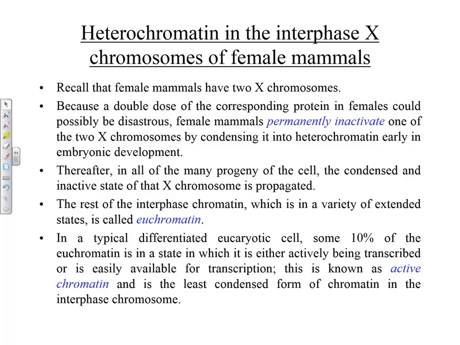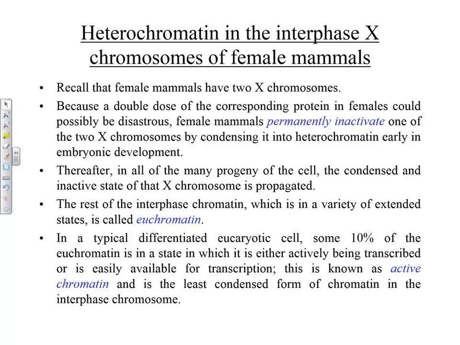So female mammals permanently inactivate one of the two X chromosomes by condensing it into heterochromatin early in embryonic development, right? And thereafter, in all of the many progeny of the cell, the condensed and inactive state of that X chromosome is propagated, right? And the rest of the interphase chromatin is in a variety of extended states. So we talked about heterochromatin, okay, that is compact. That is the one which has got real compact packing.